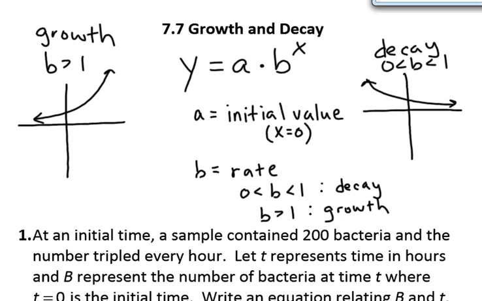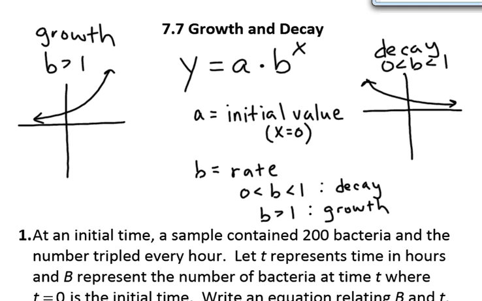I've just drawn a couple of graphs for you. On the left side, we have growth. That's, again, if your b, your base, is greater than 1. You can see that my exponential curve is curving up. So that's when you have exponential growth. Then on the right side, we have decay. If b is a fraction, between 0 and 1, then our exponential curve is going down. So you model decay.